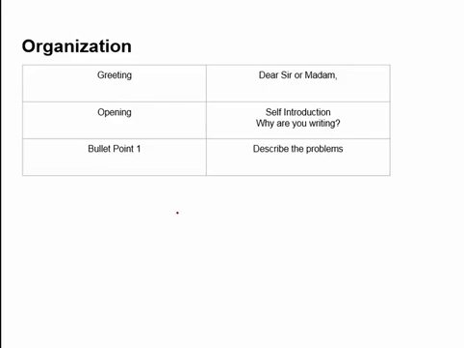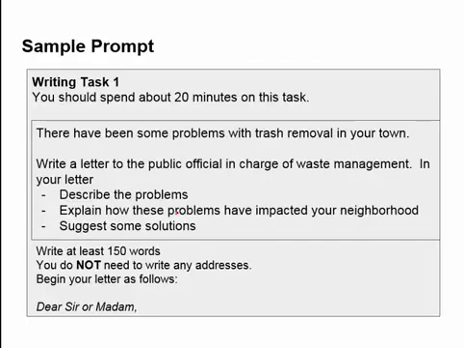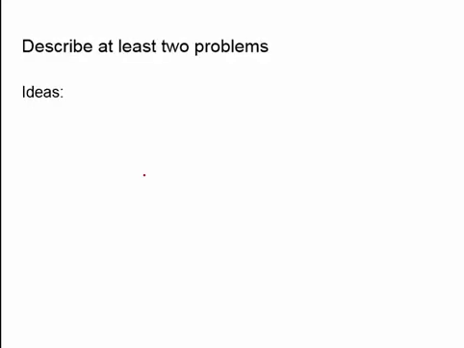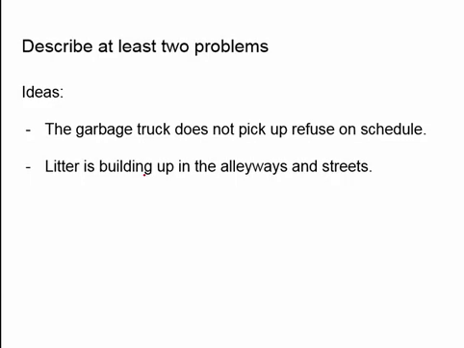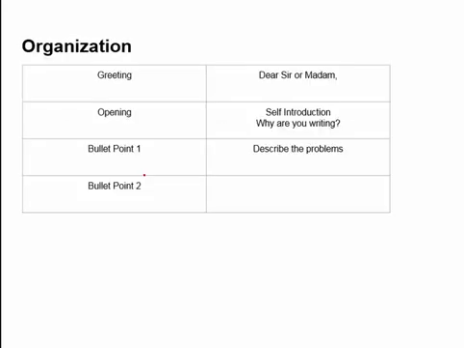The first bullet point told us to describe the problems related to this situation. If you remember from your prompt, it's right here. Okay, so some ideas. In your letter, you could write about maybe the garbage truck does not pick up refuse on schedule. Or maybe litter is building up in the alleyways and streets. You have to imagine these things. They're not provided for you on the prompt. You just need to come up with something that would make sense for this letter. So we'll do that here. Those are the problems we've described.